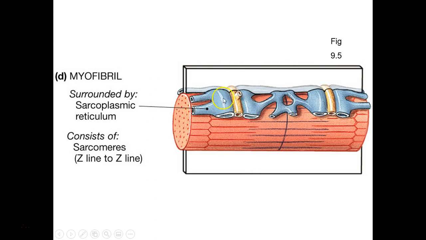All right. Oh, don't forget terminal cisterna, T tubule, terminal cisterna. All three of those together, that's a triad. What's the function of the T tubule? Carry the signal. What's the function of the sarcoplasmic reticulum? Store and release calcium. That's one of the functions.